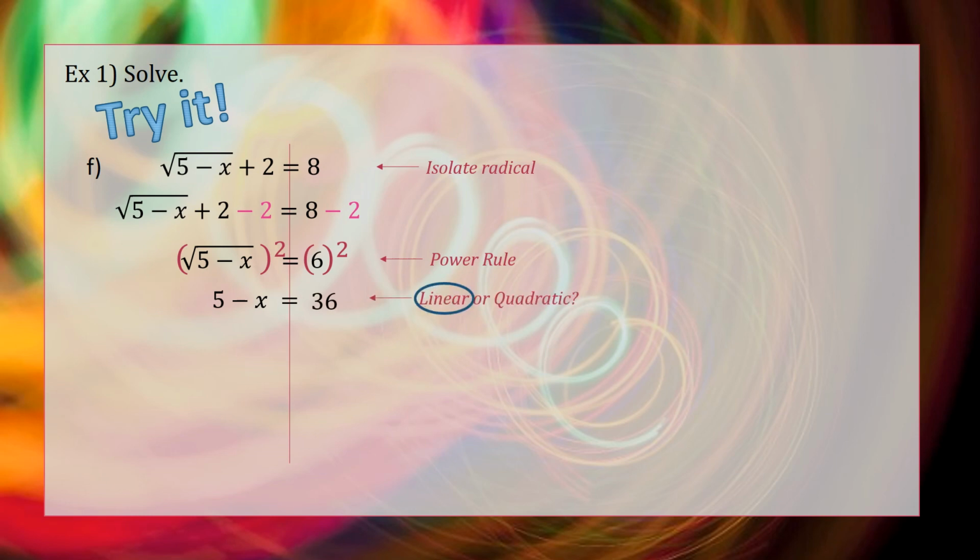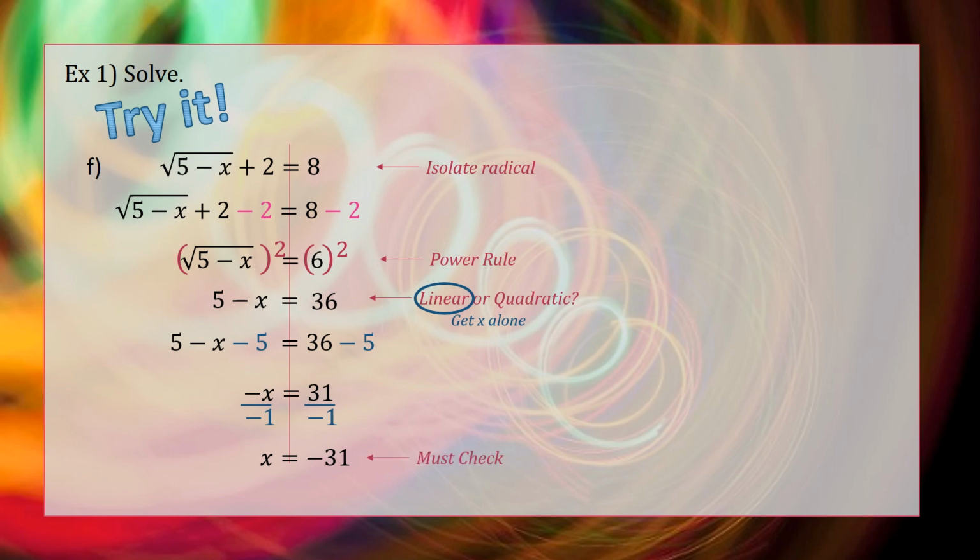Notice it was linear, so get x alone. Probably subtracted 5 on both sides. Found not x, but negative x equals 31. You need to get x completely by itself, so divide the left side and the right side by negative 1, and you should have found x equals negative 31.